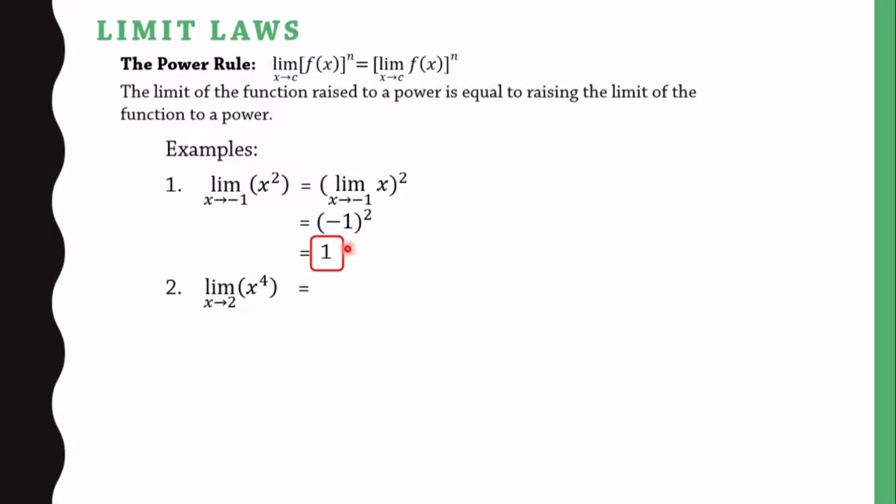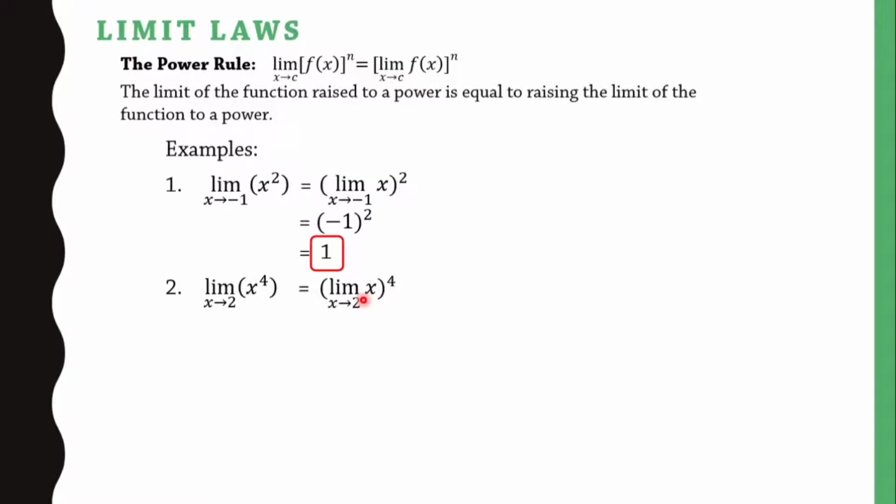Another example, we have limit of x raised to 4 as x approaches 2. Again, we take out this exponent and make it as the exponent of our whole limit expression. So, limit of x, we take out the exponent 4, as x approaches 2. So, this whole expression can be solved using, again, the identity rule because we only have x as our function.